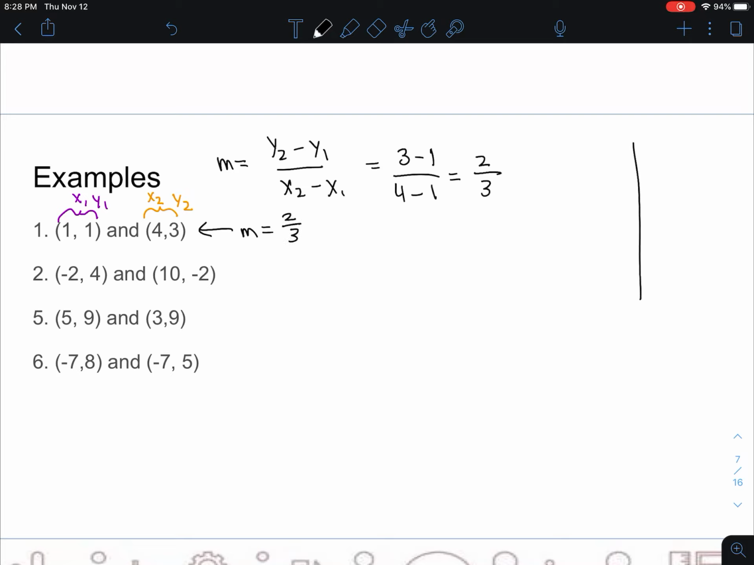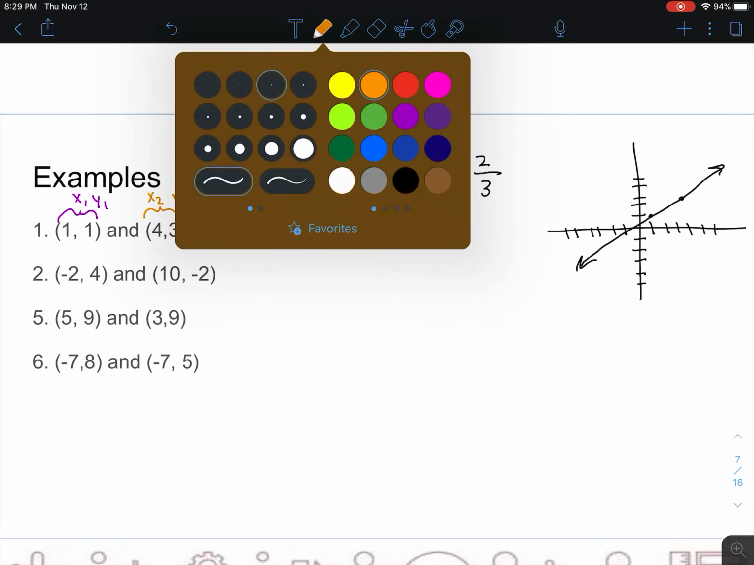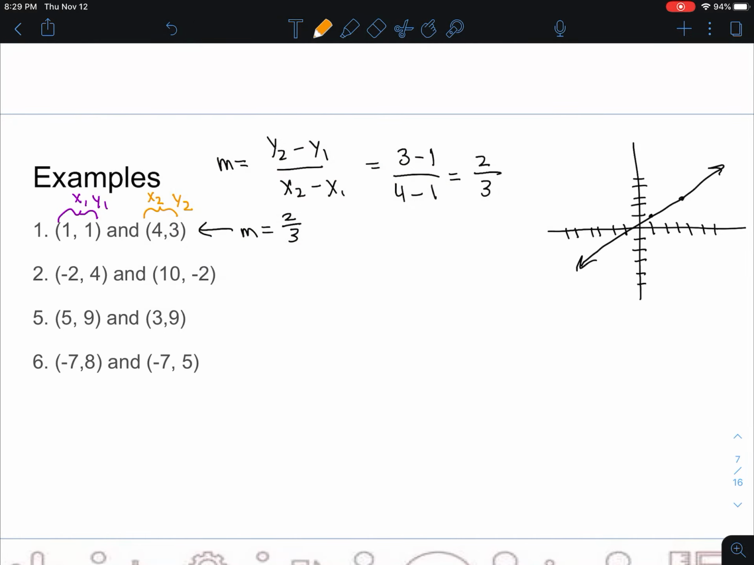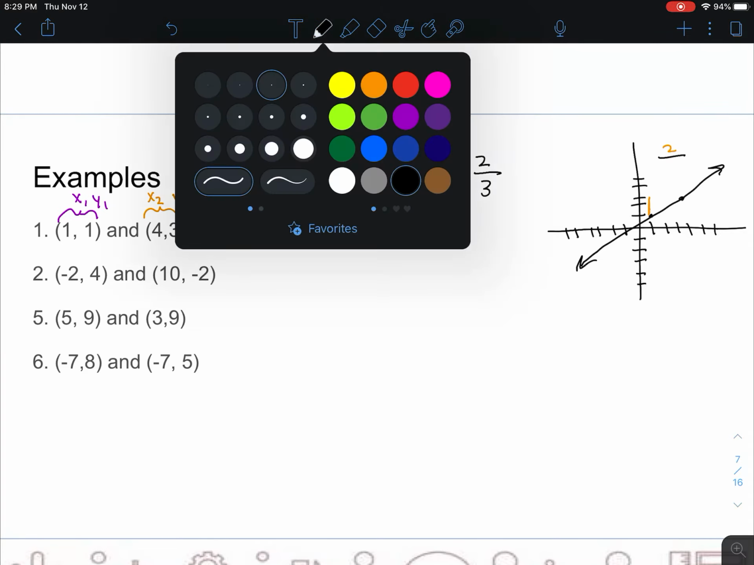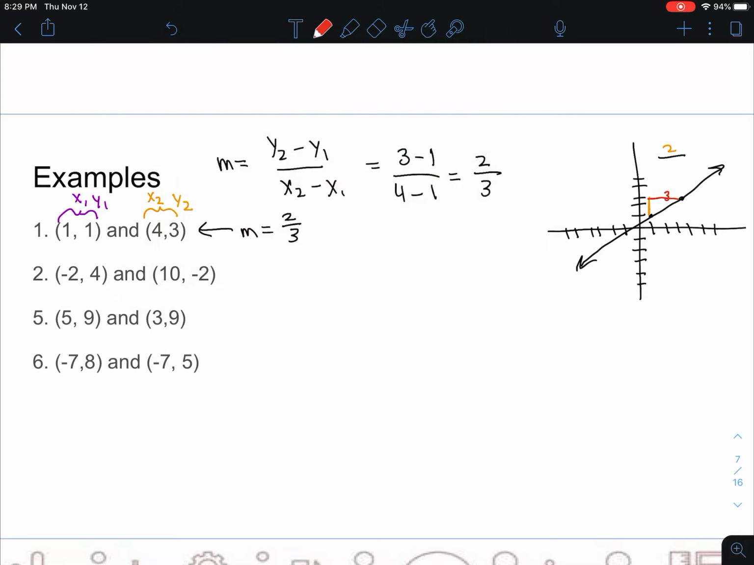And if we were to graph it, so let's say we graphed each of our ordered pairs. And so we graph (1, 1) and (4, 3). Oops, make this a straight line. Okay, so if we were to do it like we did before and we did our rise over our run, our rise would be 2 over our run, which is 3. And that's our slope. So here we figured it out graphically, and here we figured it out algebraically.